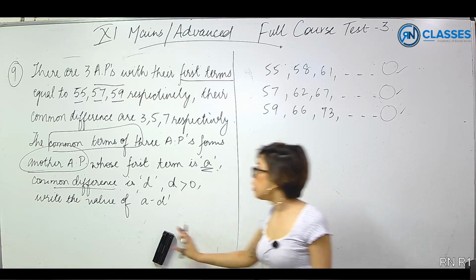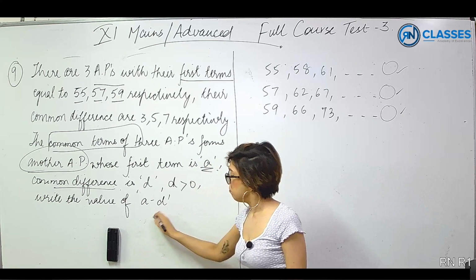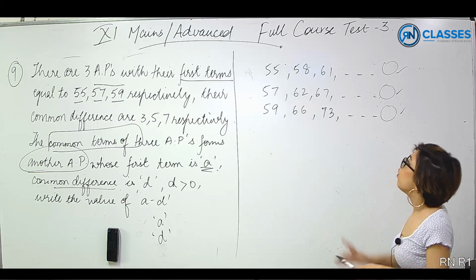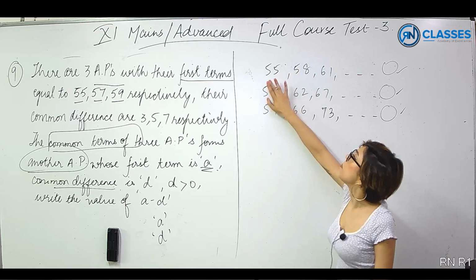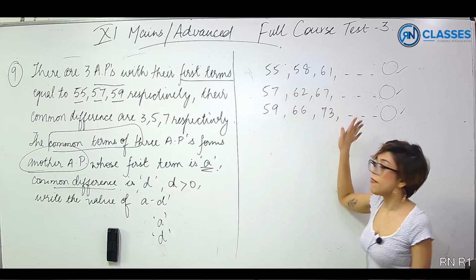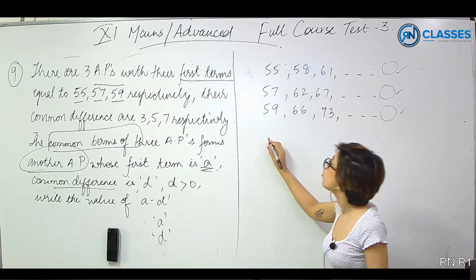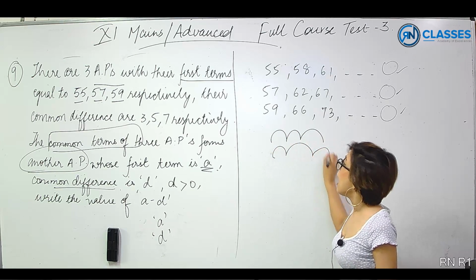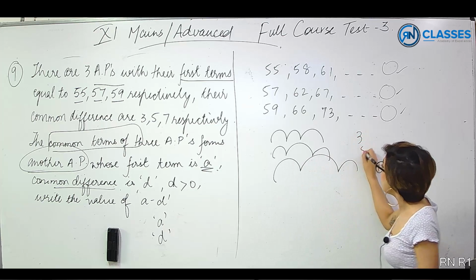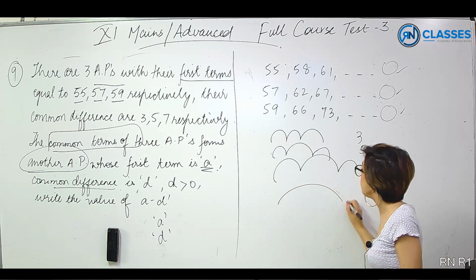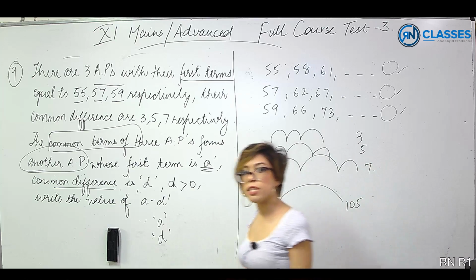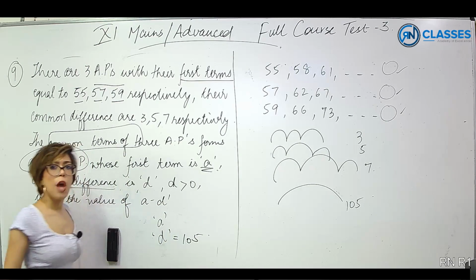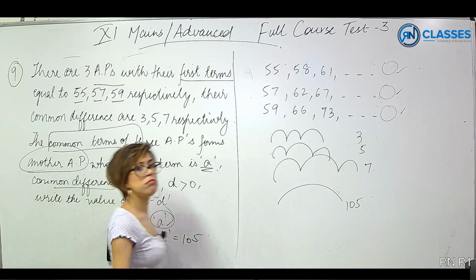Now, if I want to find the AP of the common terms, I need the first term and common difference. Common difference is very easy to find out. I know here the jump is of 3, here the jump is of 5, and here the jump is of 7. For the common term AP, the jump has to coincide with the jumps of 3, 5 and 7. This will only happen when we have the jump of 105. Does that make sense to you? That means the common difference is 105. All I need to do is find out the first term.